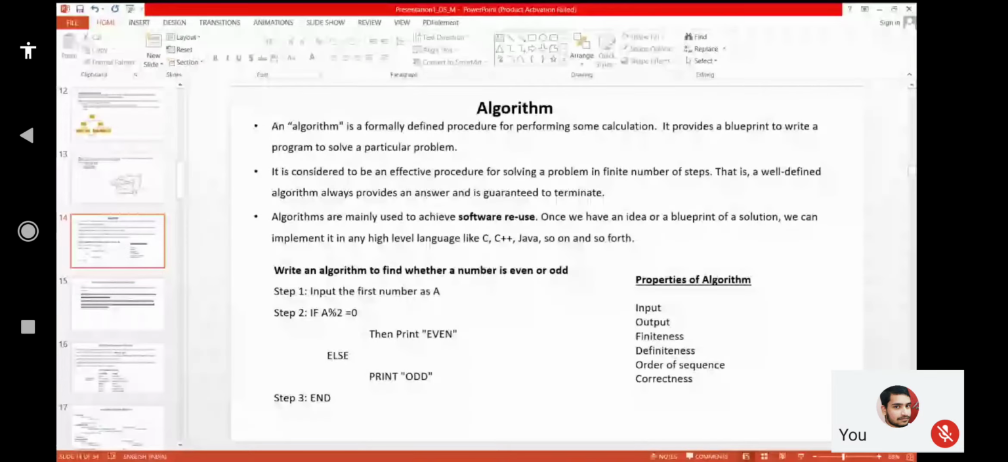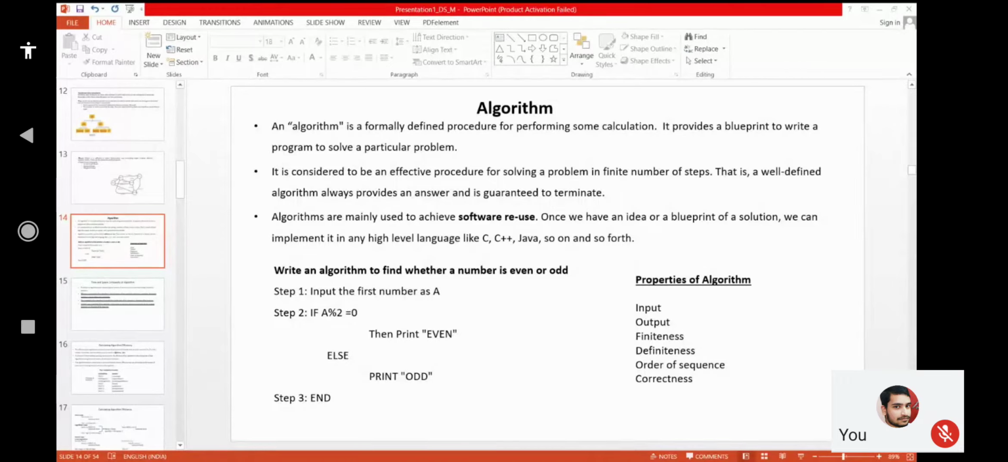Now, there are no hard and fast rules to write an algorithm. You can write the function of the C code, that is also an algorithm. You can write simply English-like language step by step, that is also an algorithm. You can write the pseudocode also. Here, this part is basically a pseudocode.